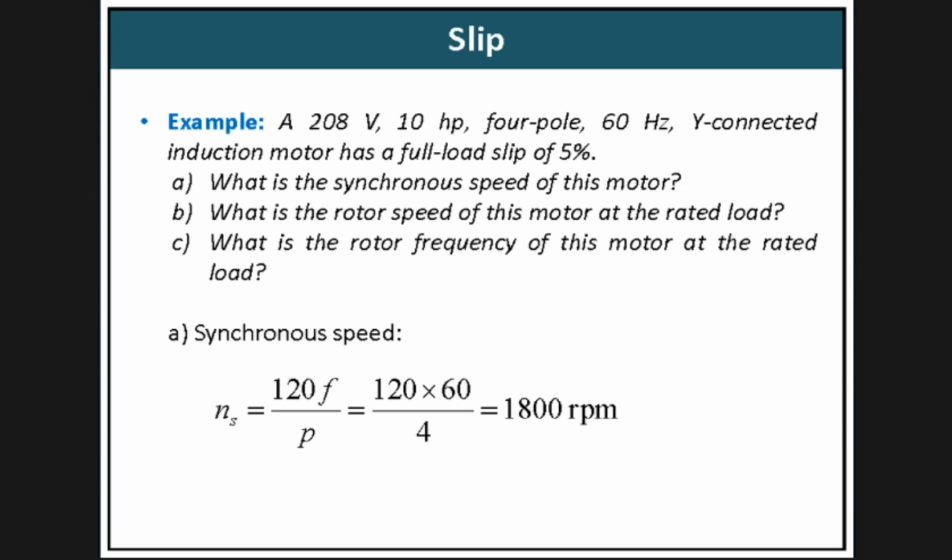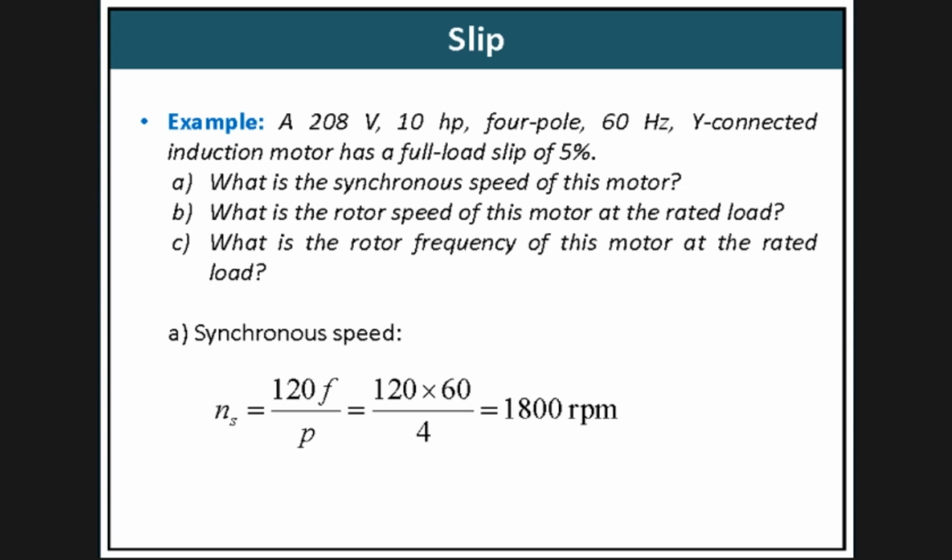A 208 volts, 10 horsepower, 4 pole, 60 hertz, star connected or Y connected induction motor has a full load slip of 5%. So slip is given, frequency is given, the voltage is given. So what is the synchronous speed of this motor?